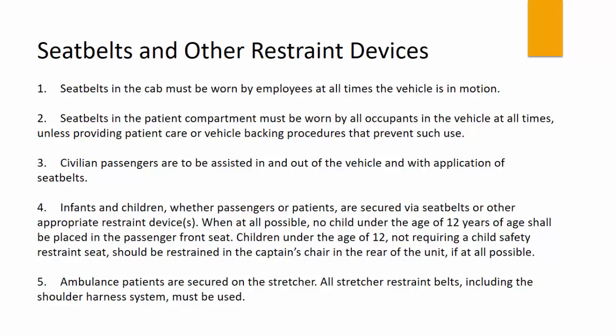Infants and children, whether passengers or patients, are secured via seatbelts or other appropriate restraint devices. When at all possible, no child under the age of 12 shall be placed in the passenger front seat. Children under the age of 12 not requiring a safety restraint seat should be restrained in the captain's chair or in the rear of the unit if at all possible. Ambulance patients are secured on the stretcher. All stretcher restraints and belts, including the shoulder harness system, must be used.